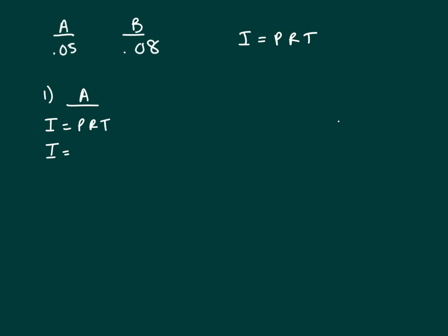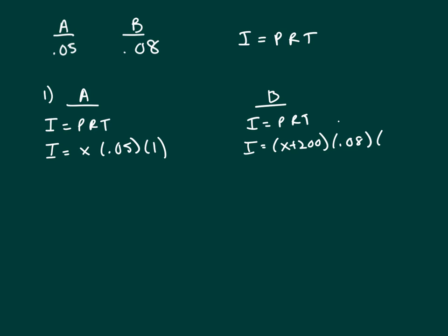interest equals X, that's the amount we're saying she put in account A, times 0.05, times 1 for time, but I don't know what X is, so I can't find interest. And if we did it for B, once again, we have I equals PRT, interest equals X plus 200, because you put $200 more. This time it's a rate of 0.08 times 1, but we can't do it.